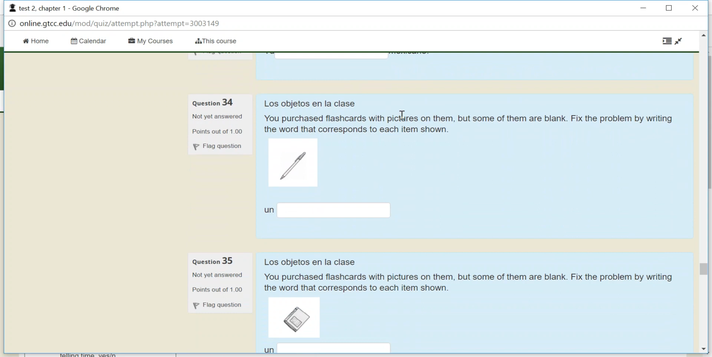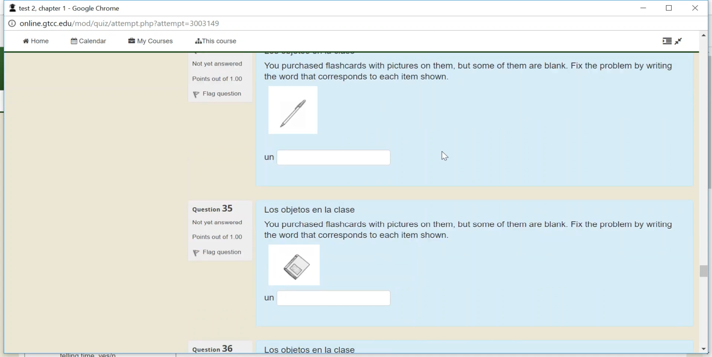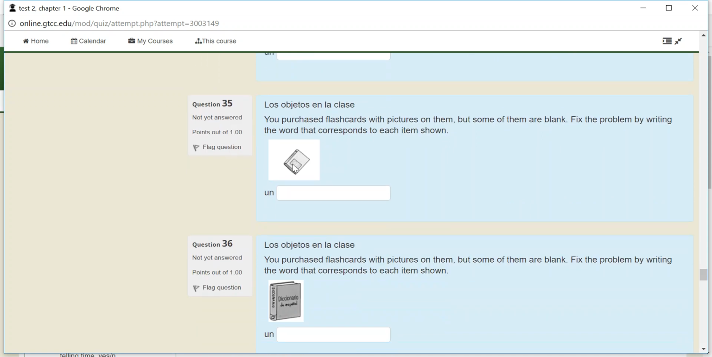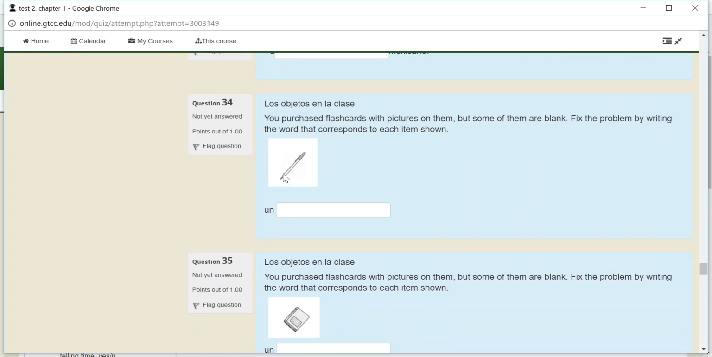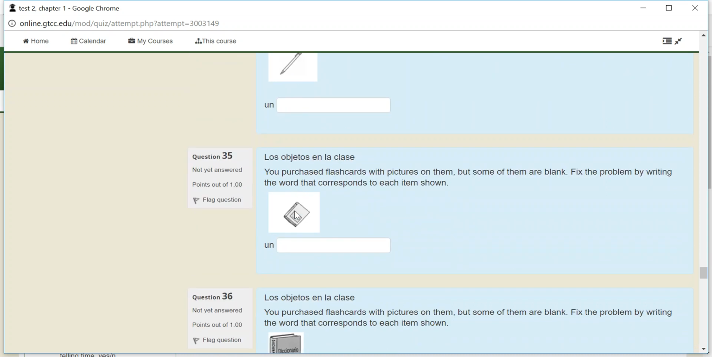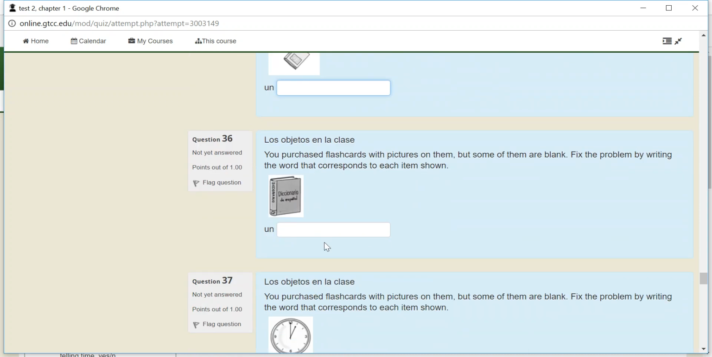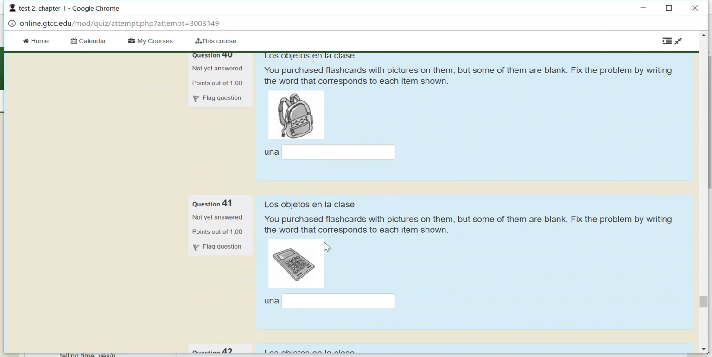Los objetos en la clase, you purchase flashcards with pictures on them, but some of them are blank. Fix the problem by writing the word that corresponds to each item shown. You don't need to put an article, just what is that a picture of? You write it here. So like this is a pen, you would write the word pen in Spanish here. This one is a book, you'd write book in Spanish here, and so on and so forth. Okay.